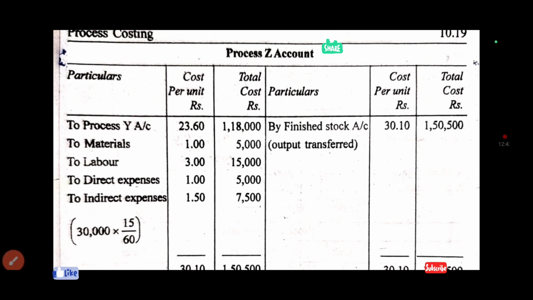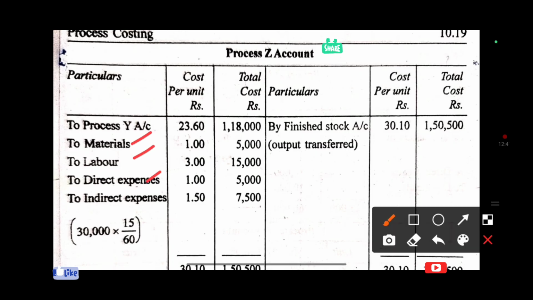These are all cost expenses. So materials, labor, direct expenses, accordingly 5,000, 15,000, 5,000. Again immediately it will be divided by 5,000 units. Each process cost will be divided by 5,000 units. You will get the cost per unit as 1 rupee, 3 rupees, 1 rupee.